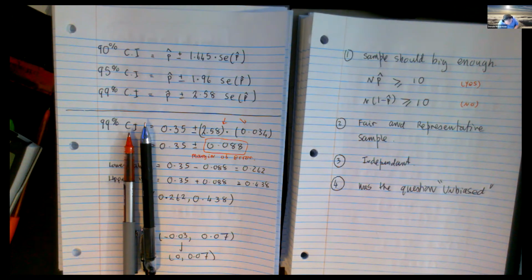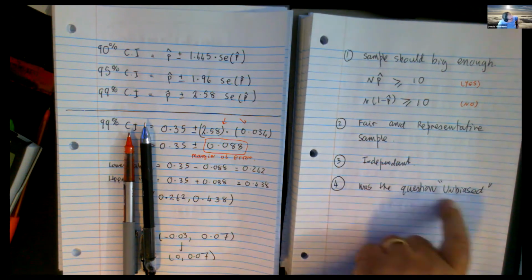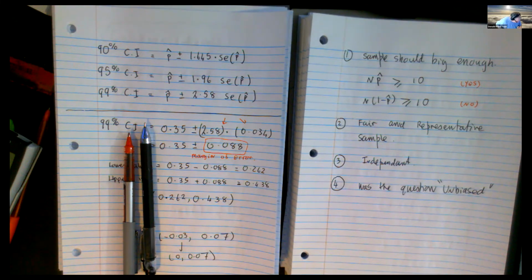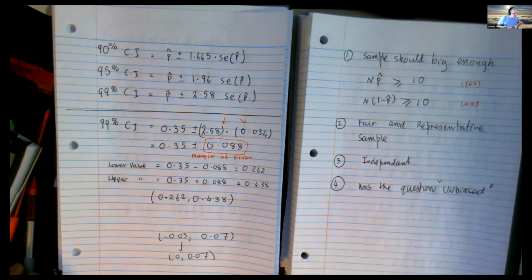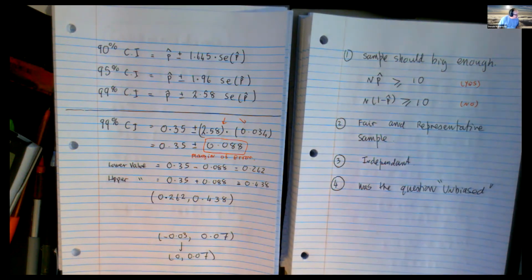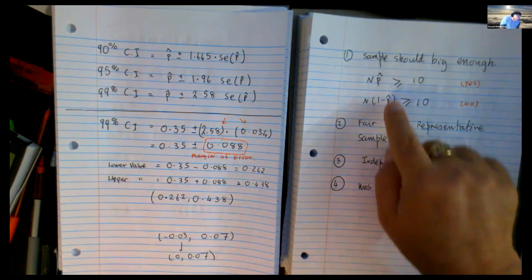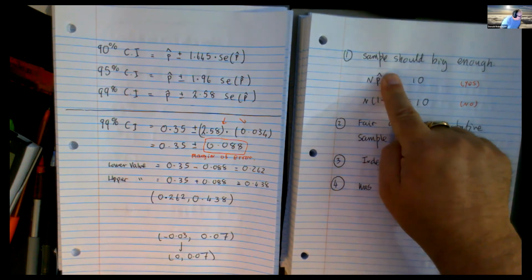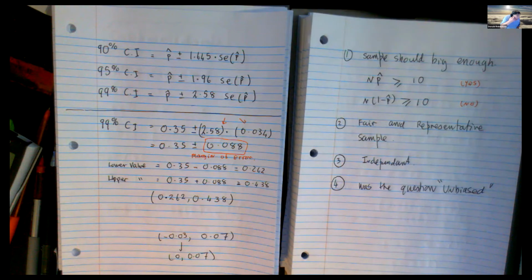So we tend to assume that you don't try and fix the answer by asking the question in a very bad way. But sample size is worth looking at. Fair and representative group, that's very useful. And independent, less so, because we tend to assume that your sample is pretty random, so that doesn't happen.